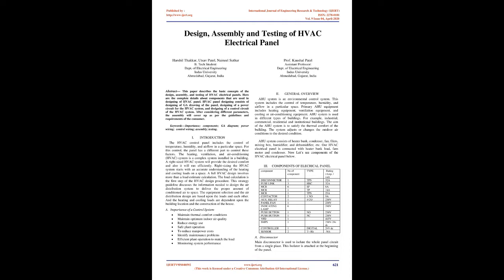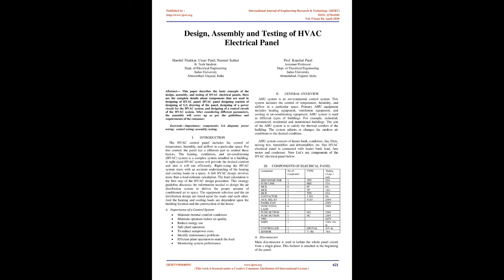2. General overview. AHU system is an environmental control system. This system includes the control of temperature, humidity, and airflow in a particular space. Primary AHU equipment includes heating equipment, ventilation equipment, and cooling or air conditioning equipment.